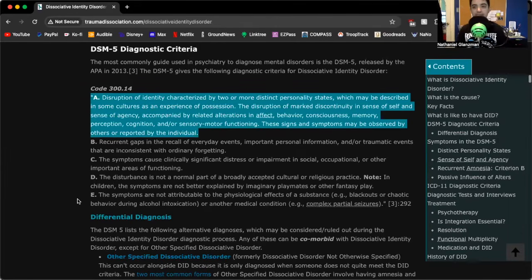Sometimes with diagnostic criteria, they'll have a list of things where it's like if you have at least 5 of these 7 symptoms or something, but the DSM-5 criteria for DID is you need all of these in order to qualify. First one is disruption of identity characterized by 2 or more distinct personalities.